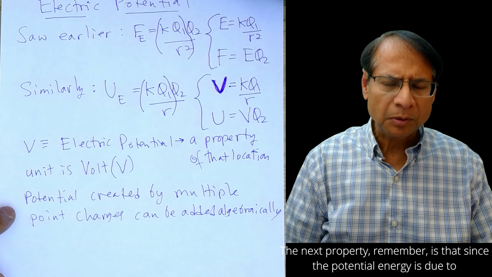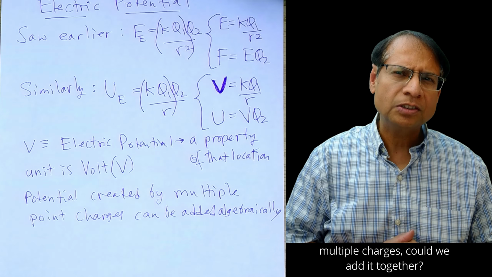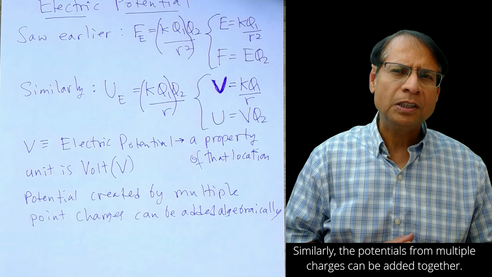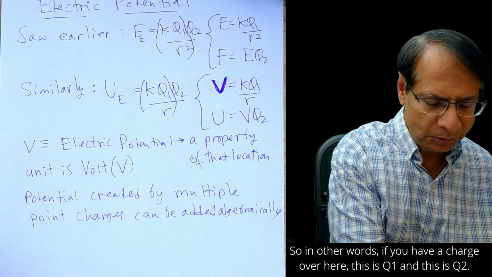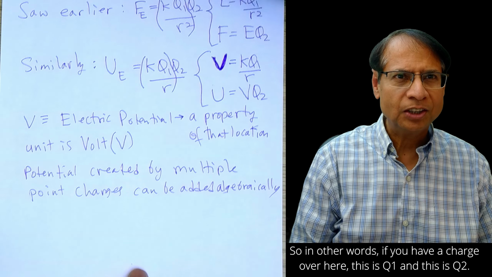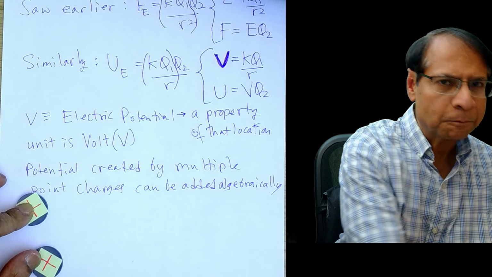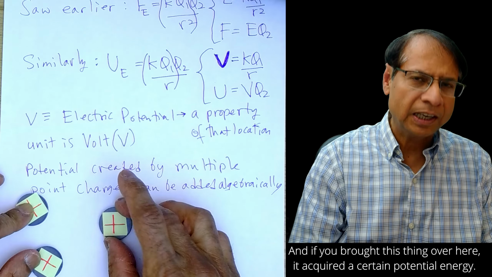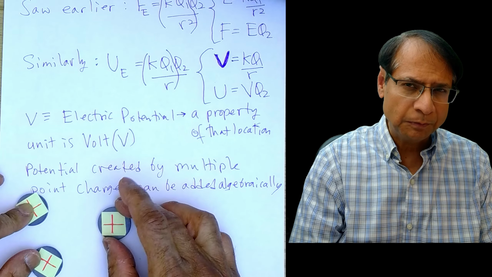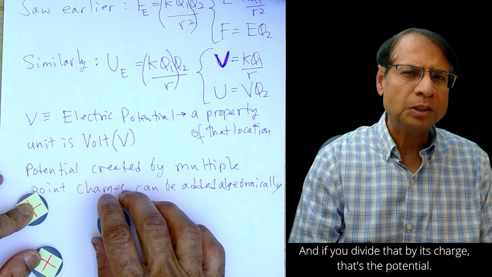The next property, remember, is that since the potential energies due to multiple charges could be added together, similarly the potentials from multiple charges can be added together. So in other words, if you have a charge over here, this is Q1 and this is Q2, and if you brought this thing over here, it acquired a certain potential energy. Then if you divide that by its charge, that's the potential.